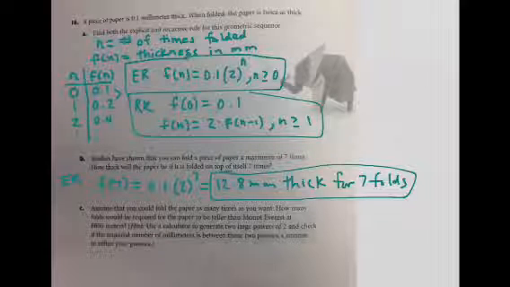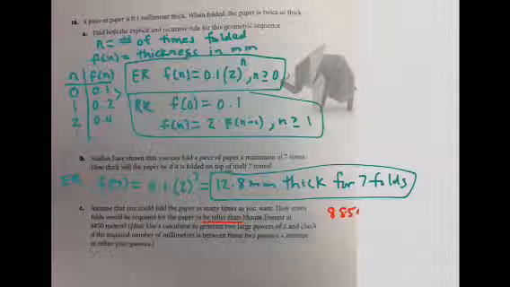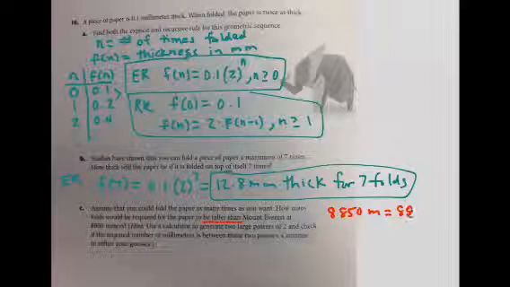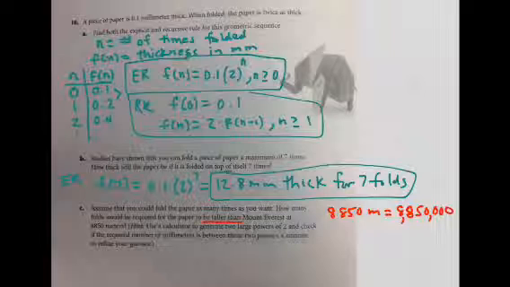Okay, and then part C, assume that you can fold the paper as many times as you want, so it's unlimited. How many folds would be required for the paper to be taller than Mount Everest at 8,800 meters? Okay, so remember, you got to be careful with units. 8,800 meters is 8,850,000. Oh wait, did I copy it right? Yeah, millimeters, because there's 1,000 millimeters in a meter.